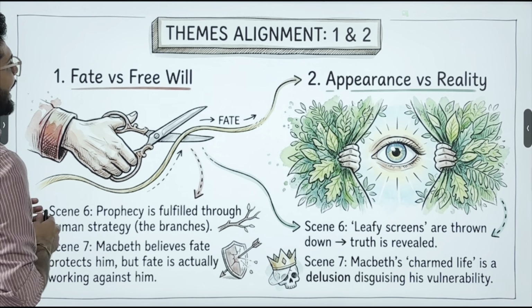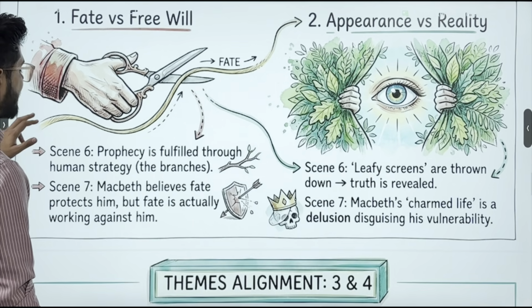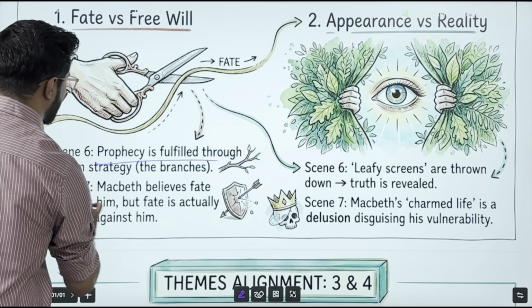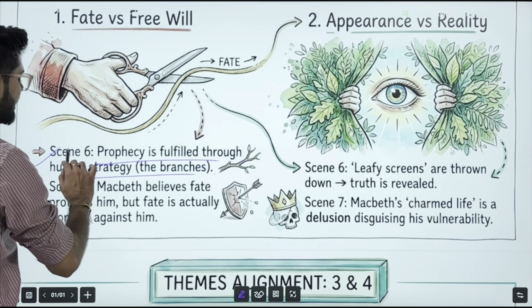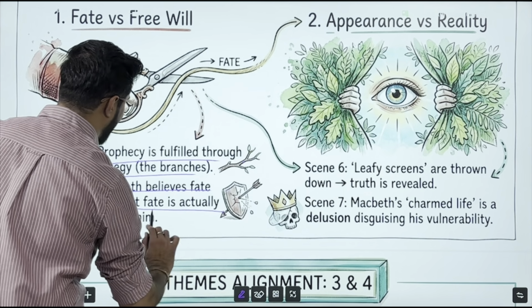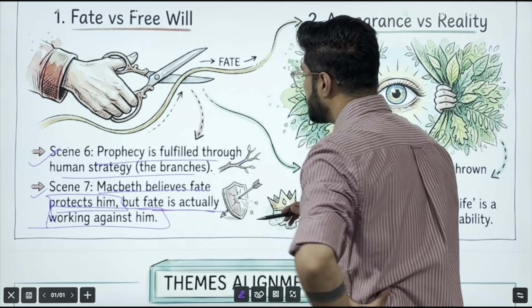Talking about the theme alignment, fate versus free will. Once again, in scenes 6 and 7, the prophecy is fulfilled through human strategy, that is the branches, Birnam Wood. And in scene 7, Macbeth believes fate can still continue to protect him, but fate is actually working against him, no more in his favor.